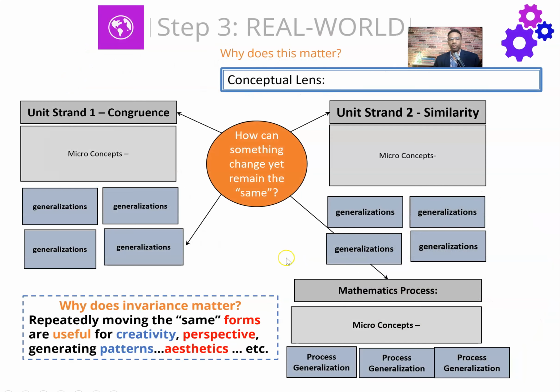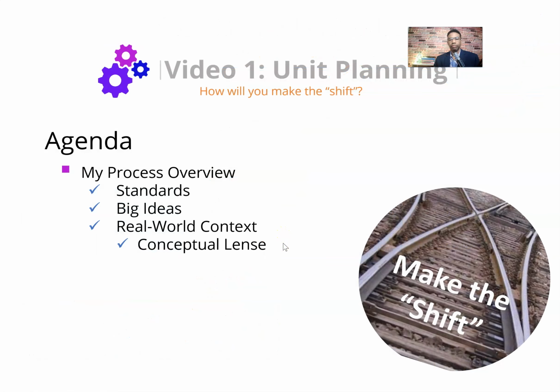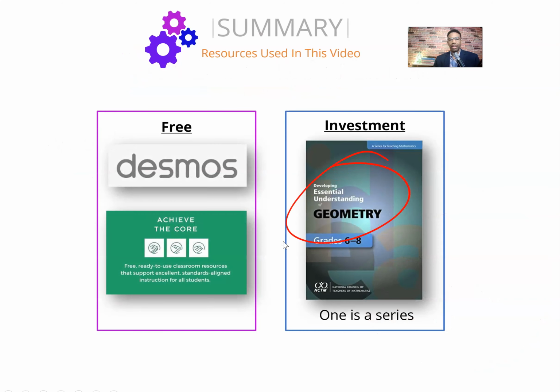All right, one last point. So we need a conceptual lens. Through what concept or big concept are we going to kind of look through this entire unit? Well, I figure since we're talking about moving things that are the same, maybe a good conceptual lens would be models of motion and equivalence. But we also have similarity. So maybe we're doing some scaling. Just some ideas I'm throwing out there. And we'll figure this out by the time we get to our statement of inquiry or objective.